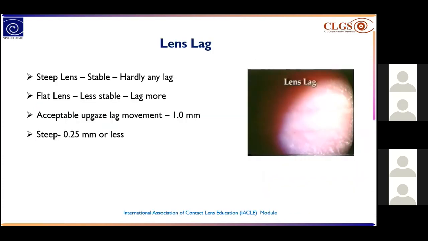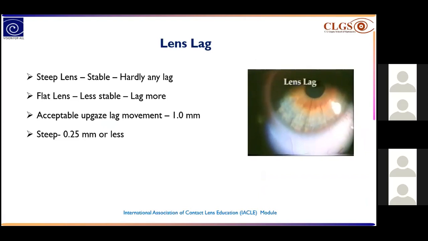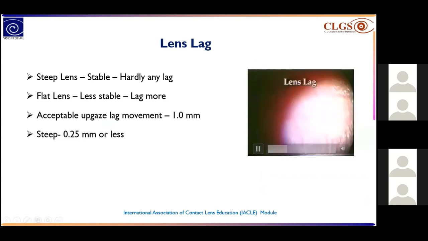So next is lens lag. For assessing the lens lag, we have to ask the patient to look in the primary gaze position, then ask the patient to blink, and then ask the patient to look up and not to blink. When the patient is looking in the up gaze position, we have to assess how much the lens is getting displaced inferiorly. As you can see in this image, the patient is looking up.